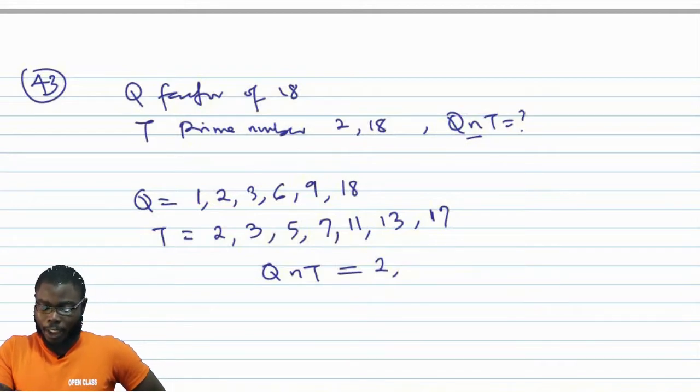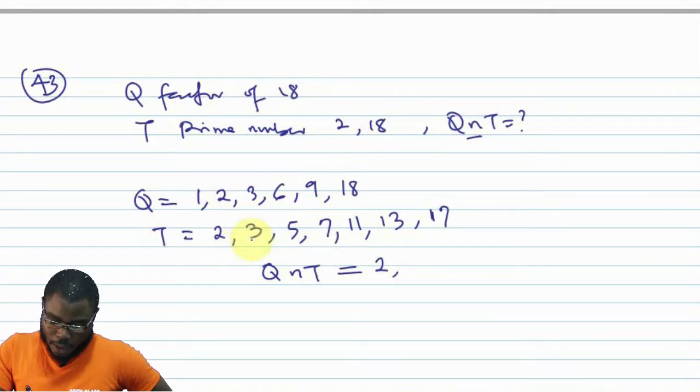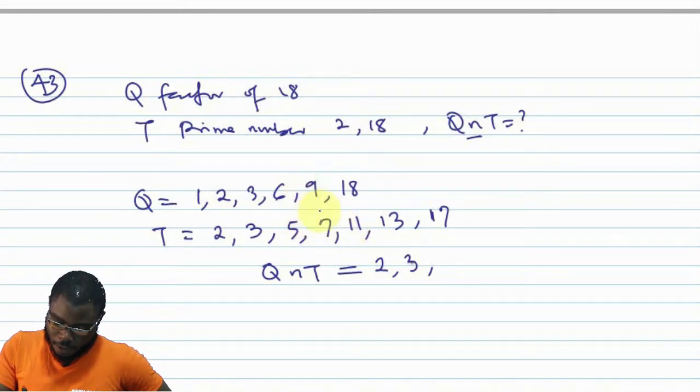1 only appears in Q, it is not in T. 2 is there. 3 is in both sets. 5 is not there. 6 is not present in both sets. 7 is not present in both sets. 9 is not present in both sets. 11 is not present in both sets. 13 is not present in both sets. 17 is not present, and 18 is not present in both sets.